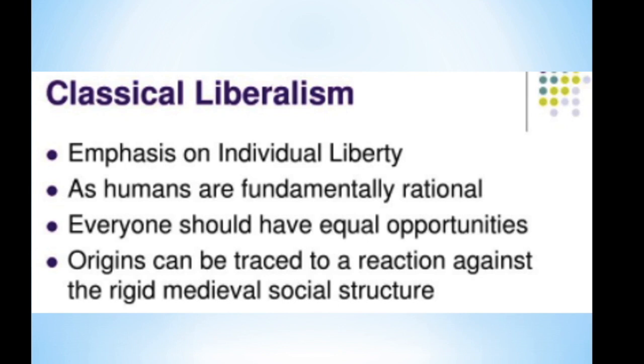The origins of this classical liberalism can be traced back to a reaction against rigid medieval social structure, and also in the United States can be traced back to colonial rule of the British Empire, leading eventually, of course, to the American Revolution. Now, to finish up, here are some odds and ends about liberalism, conservatism, the political spectrum, and ideology.